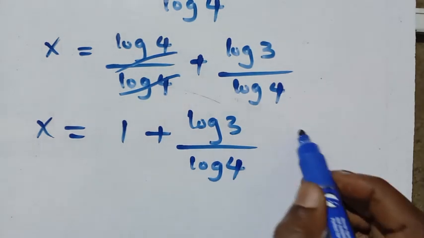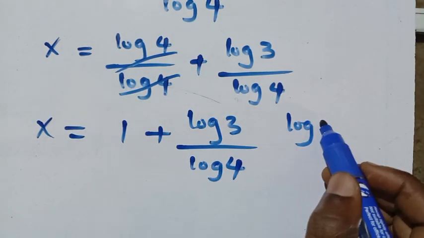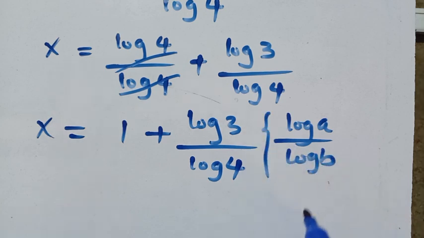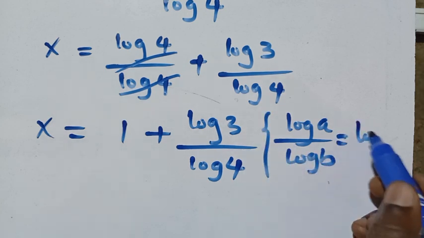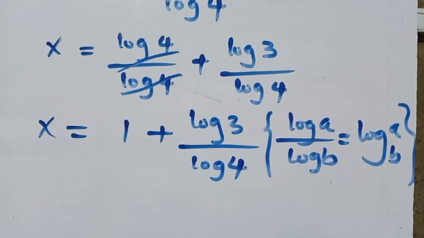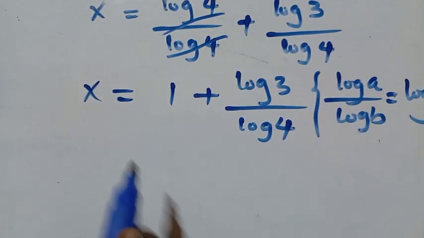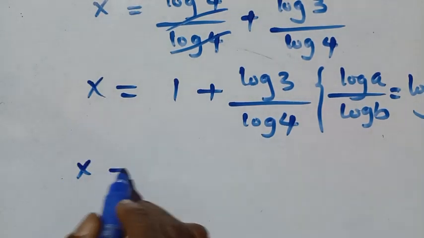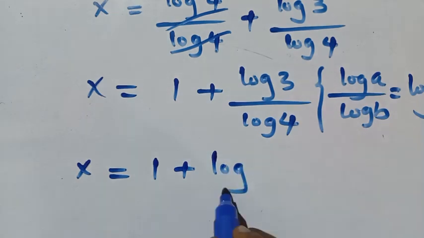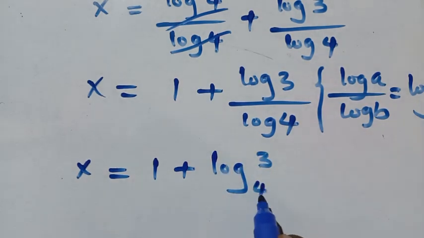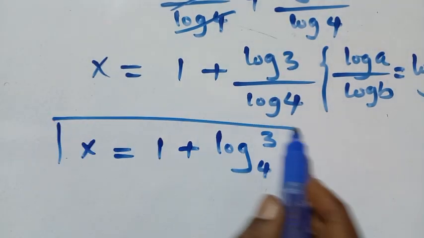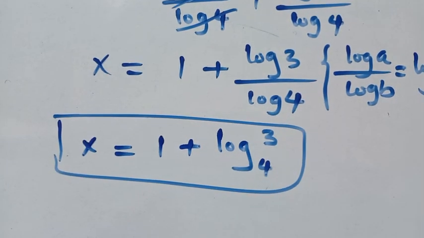And suppose we have log a divided by log b. This is the same thing as log a base b. By applying this rule, here we have x equals 1 plus log 3 base 4. So we'll consider this as the final answer to this problem.